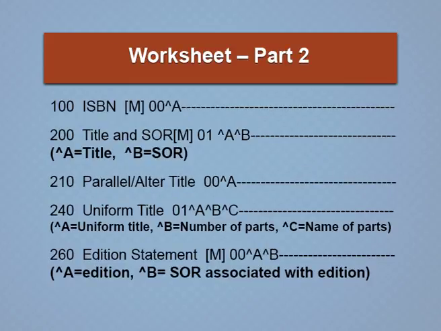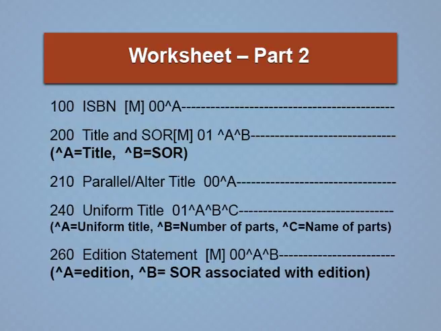Now, we can go to the next level, that is the worksheet part 2. Here the actual bibliographical data actually starts from here, 100 ISBN. ISBN is a mandatory field, it has only one subfield, subfield A. Then comes the most important field of any bibliographical data elements, that is 200 title and statement of responsibility. It has two subfields: subfield A stands for title and subfield B stands for statement of responsibility.